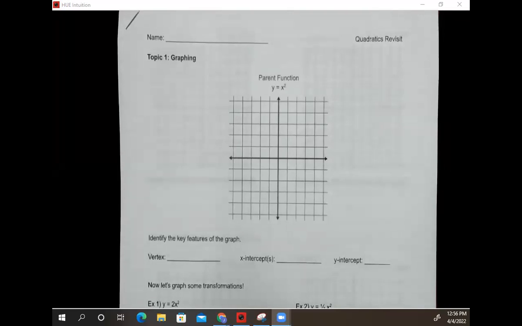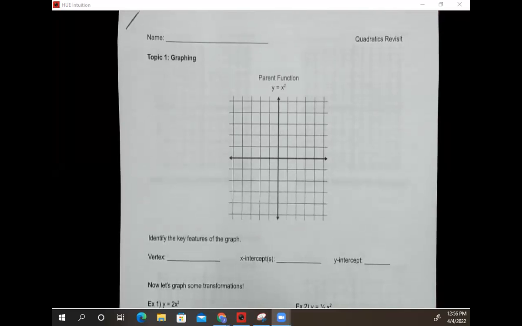Okay, so we are going to start today with this quadratics revisit. And I've separated our topics out so that we're covering basically one big idea a day. And it follows pretty well the order that we learned it in the first place. So the first thing that we learned how to do with quadratic functions was graphing them. So that's where we're going to start for today.